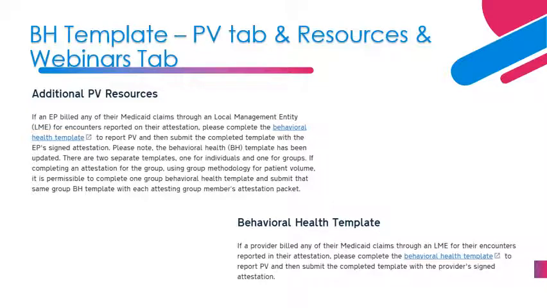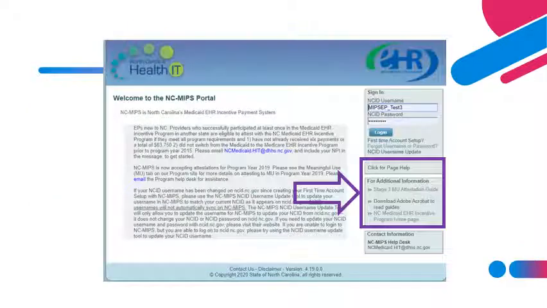If you bill encounters to Medicaid indirectly through an LME, you need to complete the behavioral health template to report these. The template is on our website, on the PV tab, and in the Resources and Webinars tab. Please read the instructions on the template. They will help you fill out the information properly.